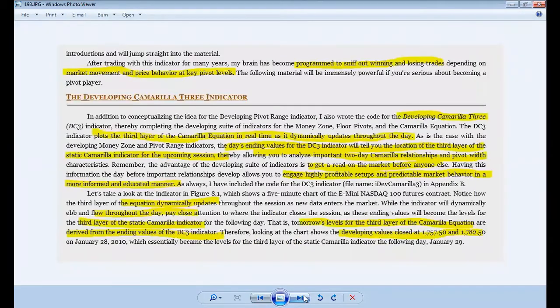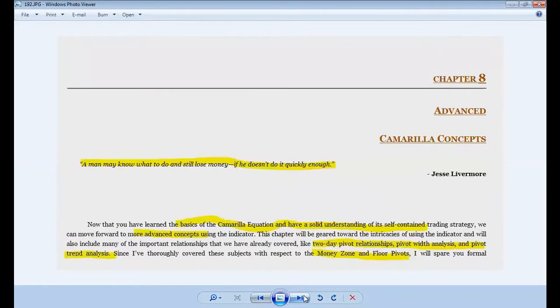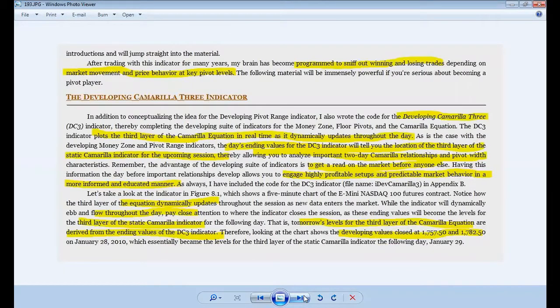So in chapter 8, Advanced Camarilla Concept, we have discussed the DC3 indicator, which tells about where the next day's Camarilla pivots will be appearing. So that will give us some idea of whether the bias will be bearish or bullish or sideways. So that will help us on that.